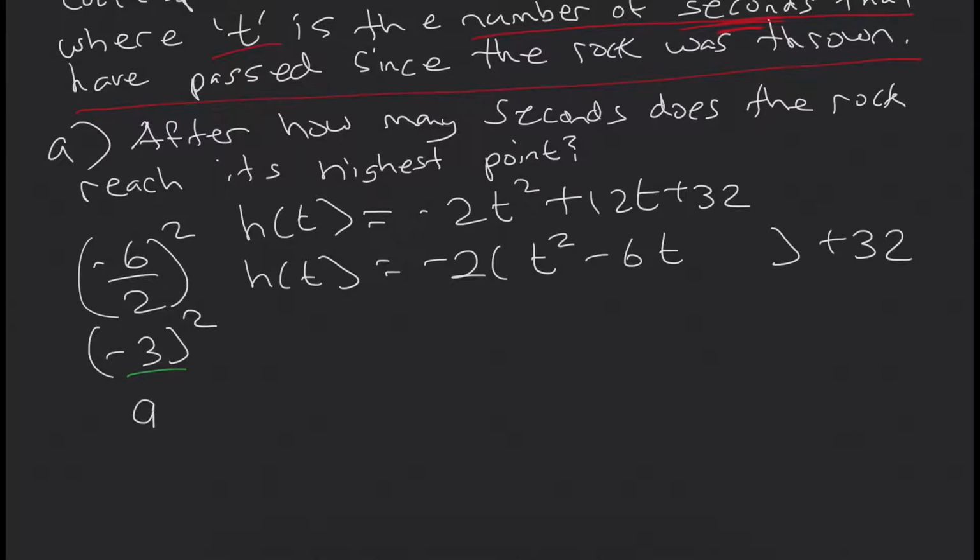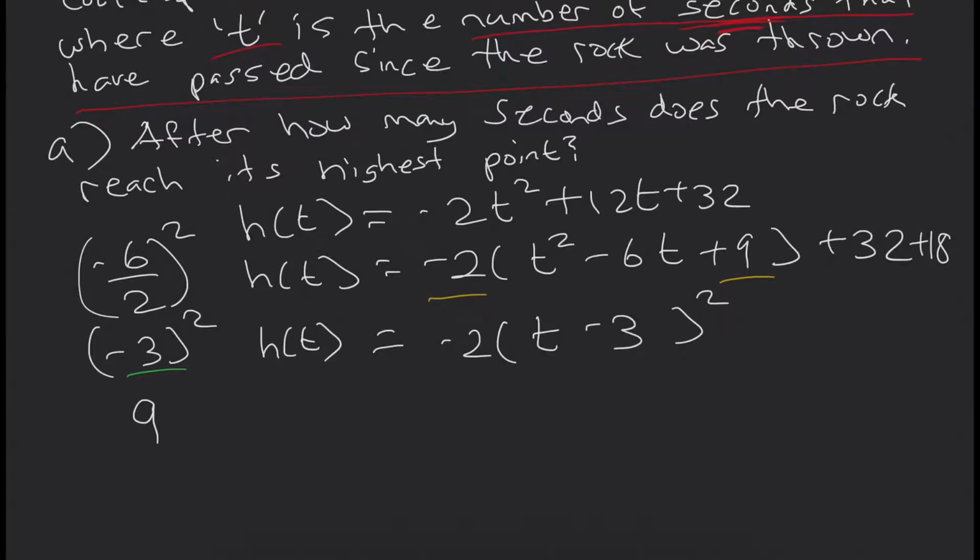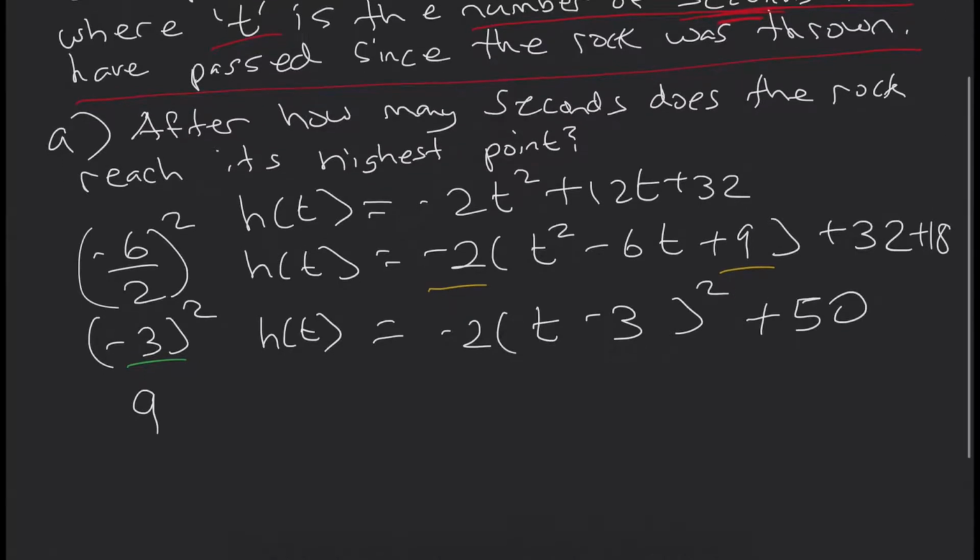I'll put that in green to remind myself like I did in the previous section. But negative 3 squared is 9. So I need to add 9 to the inside here. When I do that, I have a negative 2 on the outside. Negative 2 times 9 is negative 18. So to balance that, I need to add 18. And okay, so now I've completed the square. I can go ahead and factor this. Looking over there at my green underline, this is going to be t minus 3. And on the outside, we have a 50.